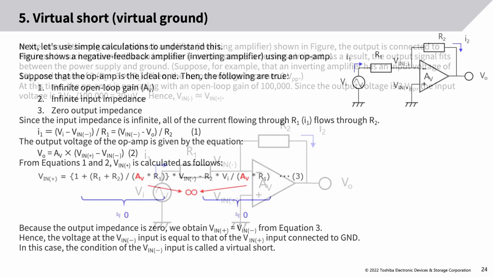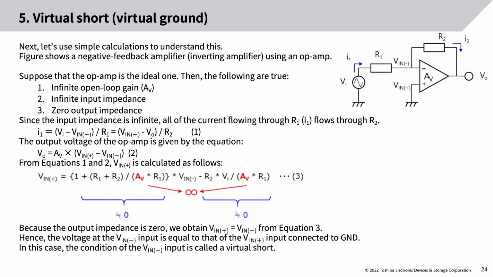Next, let's use simple calculations to understand this. Figure shows a negative feedback amplifier, inverting amplifier, using an op-amp. Suppose that the op-amp is the ideal one. Then, the following are true. 1. Infinite open-loop gain, AV. 2. Infinite input impedance. 3. Zero output impedance. Since the input impedance is infinite, all of the current flowing through R1, I1, flows through R2.